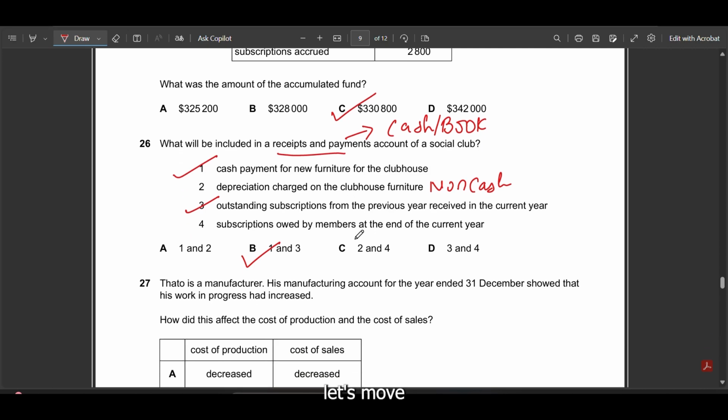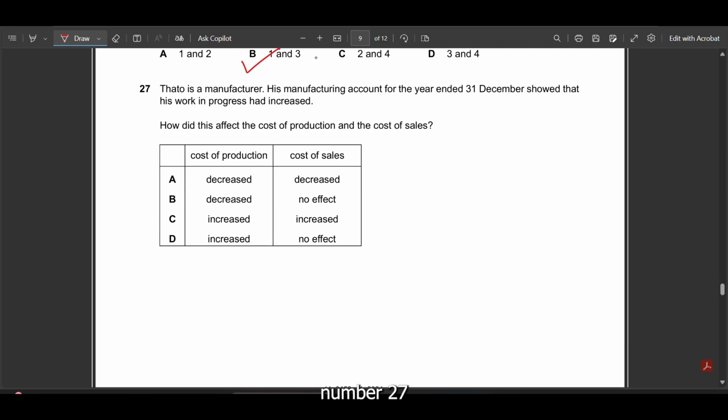All right. Now let's move ahead with the next question, that is question number 27. Tato is a manufacturer. His manufacturing account for the year ended 31st December showed that the work in progress had increased. So always remember work in progress. This is a question from manufacturing account. Just understand one thing over here. Again, an easy question. The question is work in progress had increased.